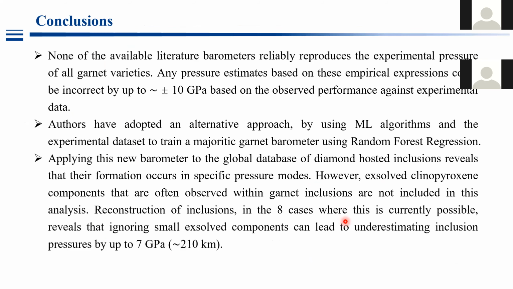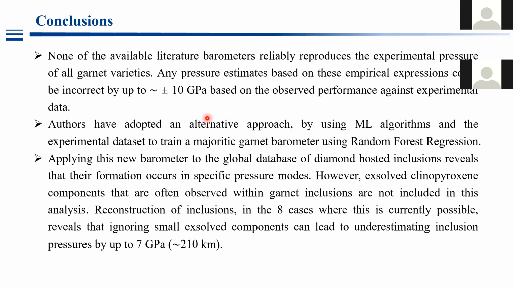Then there are some conclusions about this paper, mainly three aspects. The first is that none of the available literature barometers reproduce the experimental pressure of organic varieties, or pressure estimates based on these empirical expressions could be incorrect by up to plus or minus 10 GPa based on the observed performance against the experimental data.